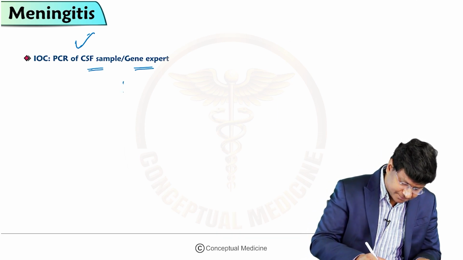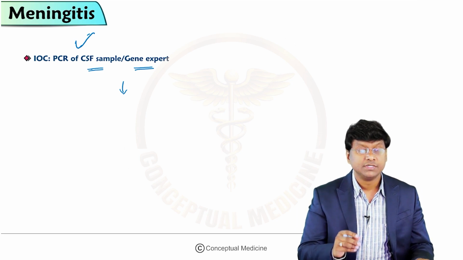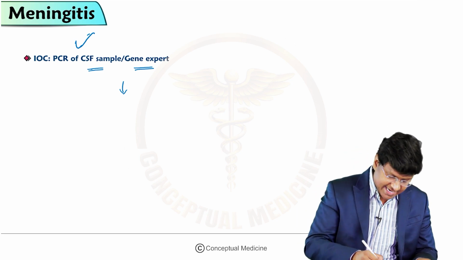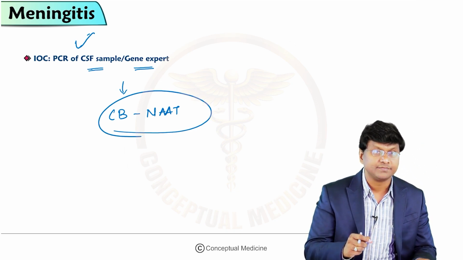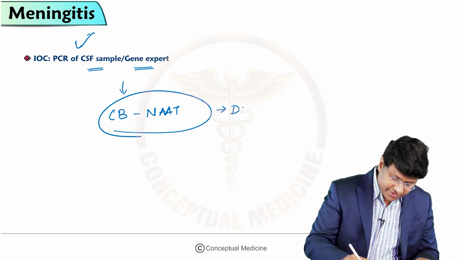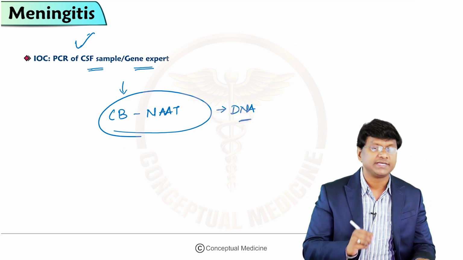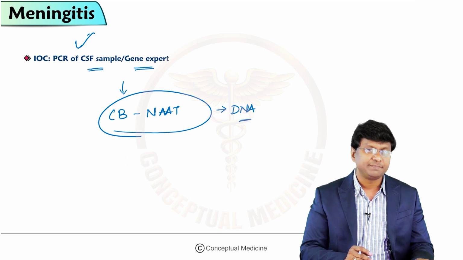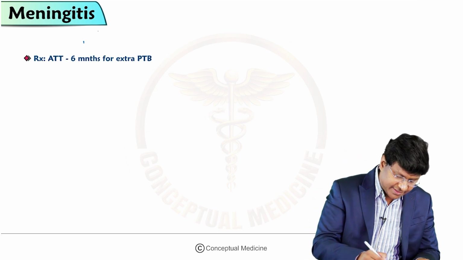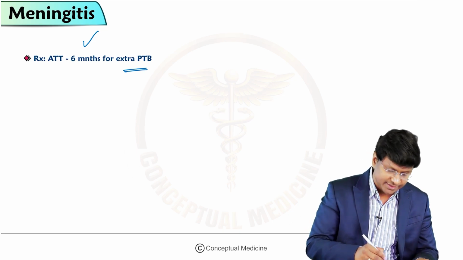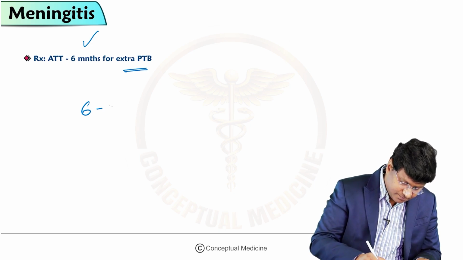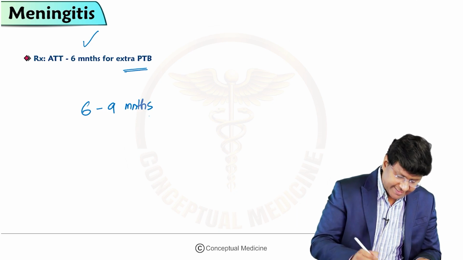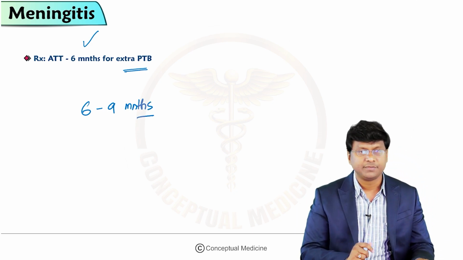So you need to do what is called the CBNAAT, cartridge based nucleic acid amplification test. This CBNAAT will detect the tubercular DNA, and within 2 hours you will be able to make out whether the tuberculous DNA is present or absent. Finally, the treatment is to give anti-tubercular drugs, for nearly 6 to 9 months. That will be the treatment for tubercular meningitis.